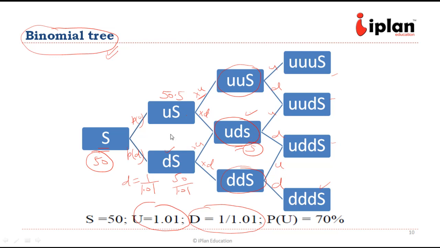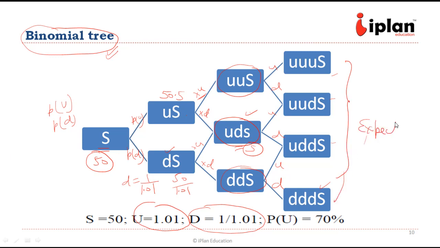Then we can define what is the probability of going up, what is the probability of going down in all the cases, so that we can find out the expectation at different stages. So these are the expectations. Suppose we want to calculate the expectation at the last stage.